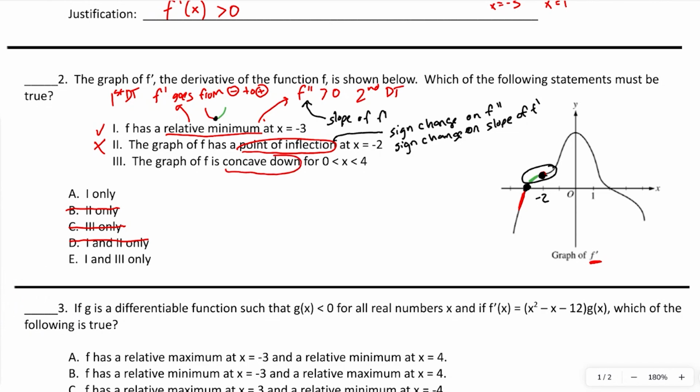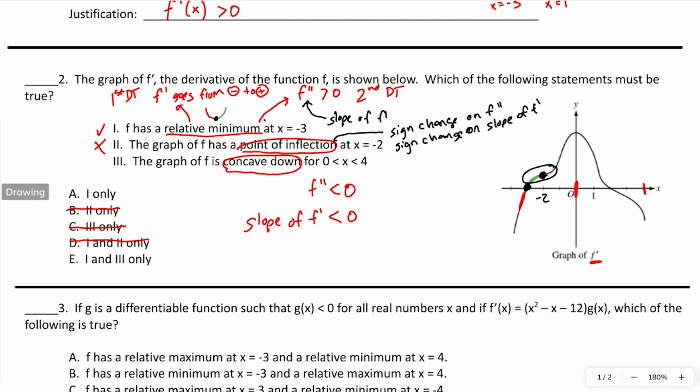Is it concave down between 0 and 4? In order for it to be concave down, what must be true is that the second derivative must be negative. Another way of thinking about it is that the slope of f prime must be negative. Looking at this, we have the graph of f prime, so it's probably easier to just think about it as the slope of f prime. Between 0 and 4, is the slope negative the whole way? The slope of f prime? Sure is. That f prime is decreasing the whole interval. So that means that 3 is a true statement, and our answer is E.